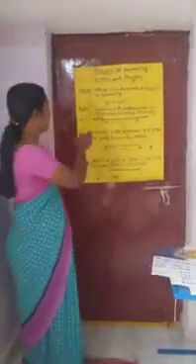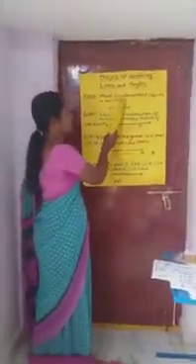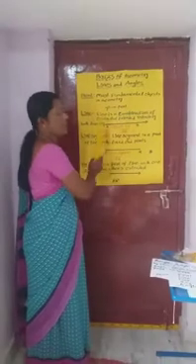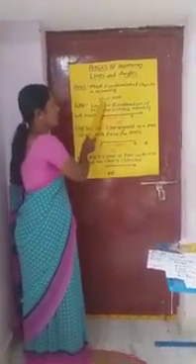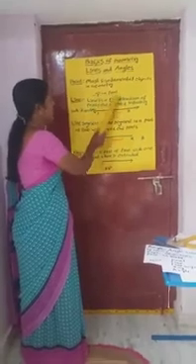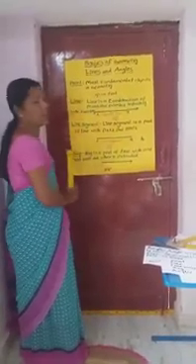First one, point. Point is the most fundamental object in geometry. It is denoted by a dot. So P is a point. Next one, line.